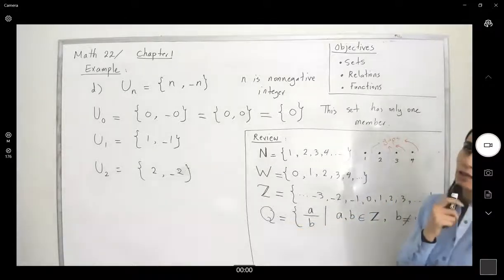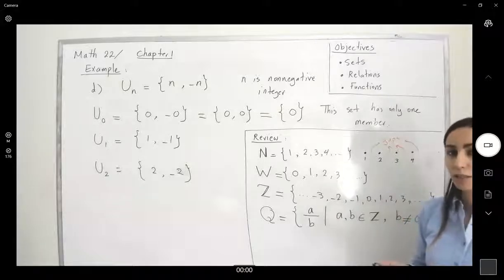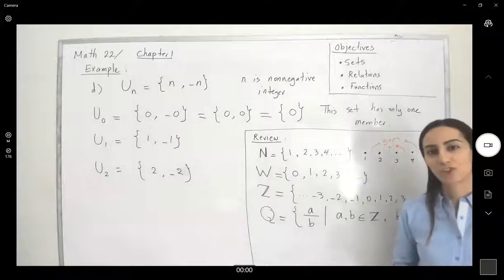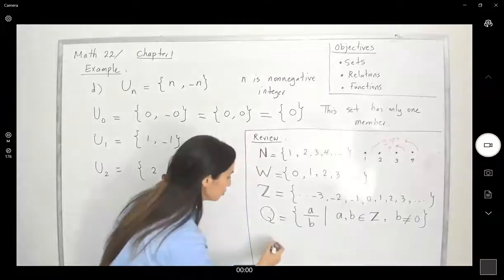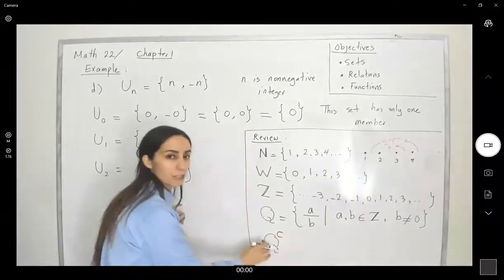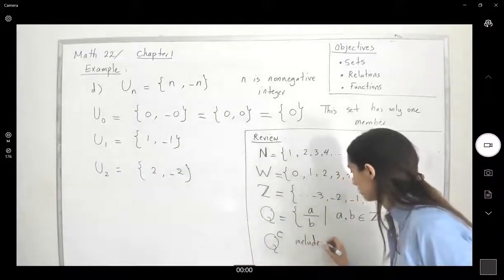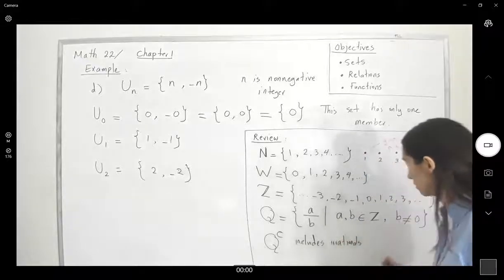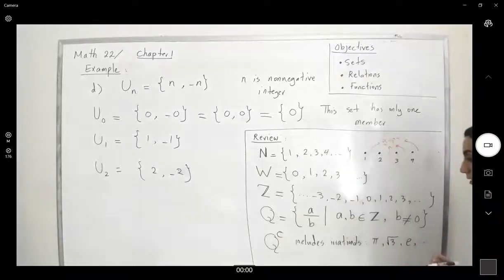Now I expect you to ask, what about pi? What about square root of 3? What about e? How about those numbers? Those are non-rational numbers. Those are irrational numbers. So Q complement, QC, Q complement, includes irrationals like pi, square root of 3, e, and the rest of them.